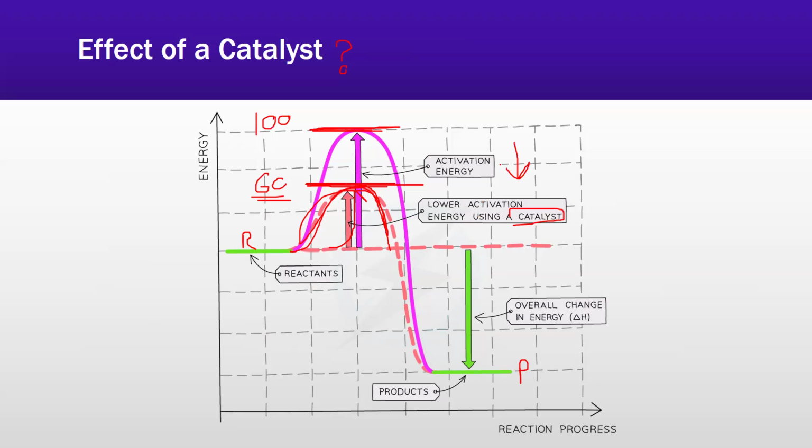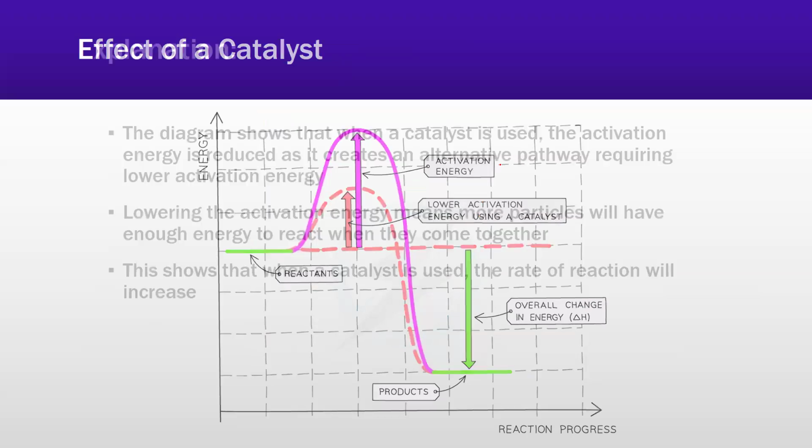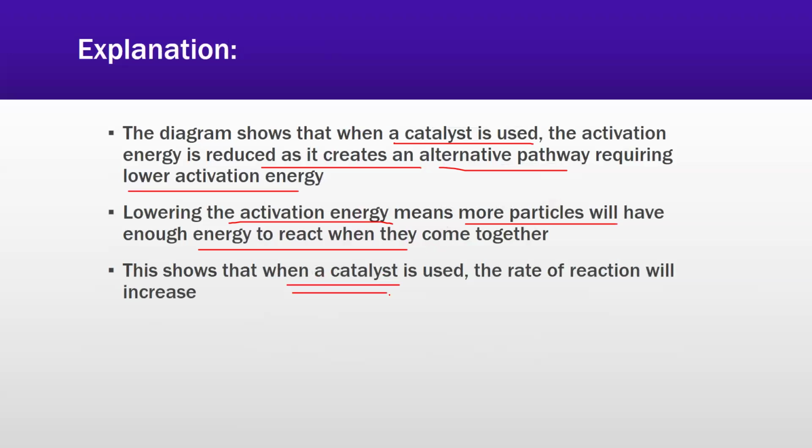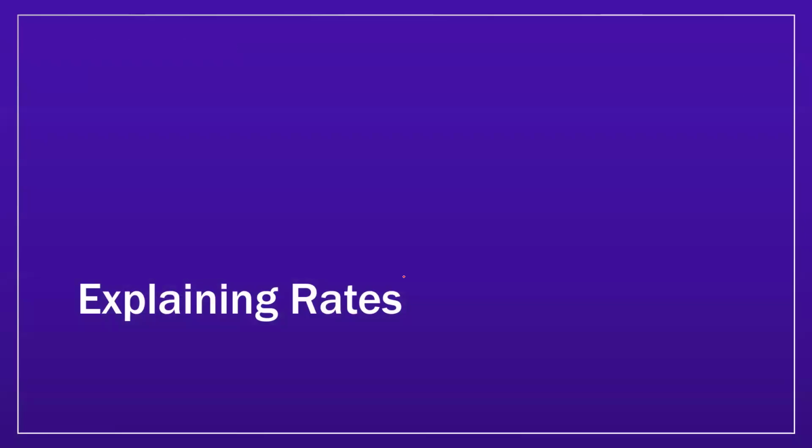The energy needed to start a reaction is always decreased when you add a catalyst. So the diagram shows that when a catalyst is used, the activation energy is reduced as it creates an alternative pathway requiring lower activation energy. Lowering the activation energy means more particles will have enough energy to react when they come together. And this shows that when a catalyst is used, the rate of reaction will increase.